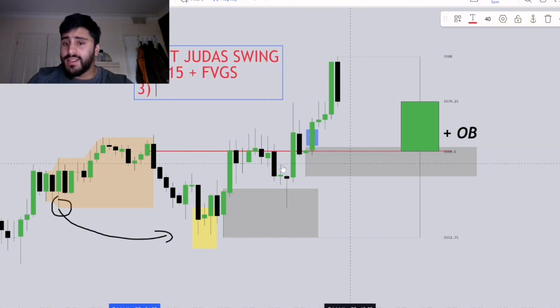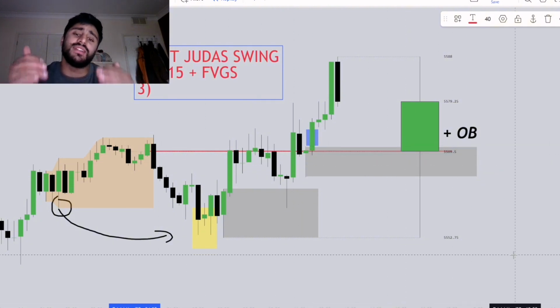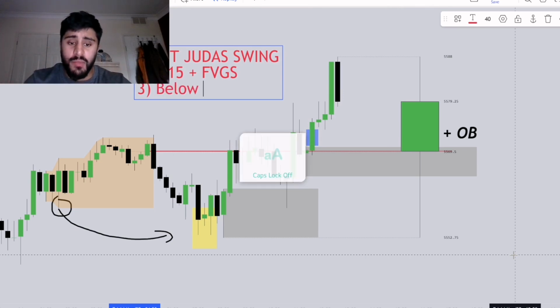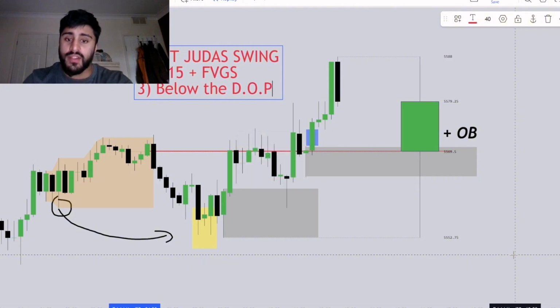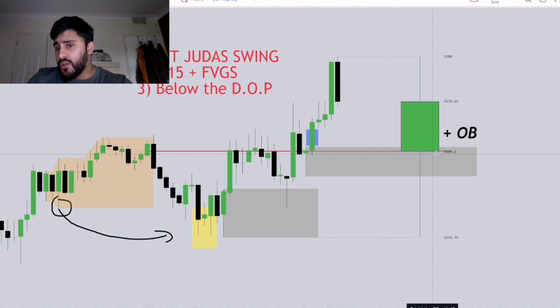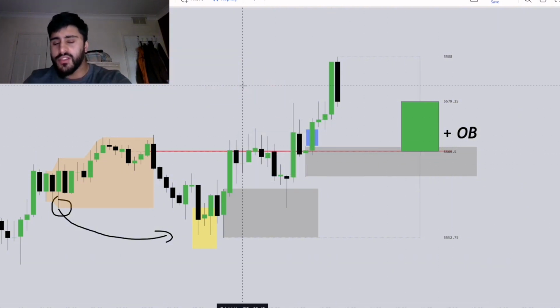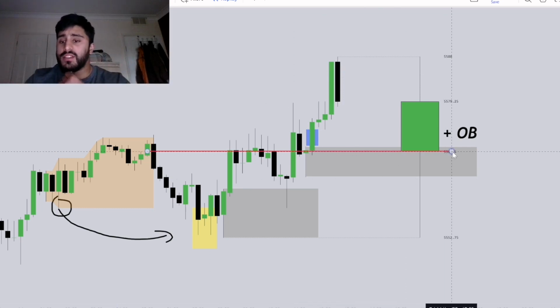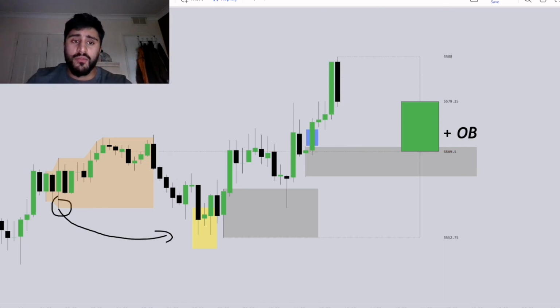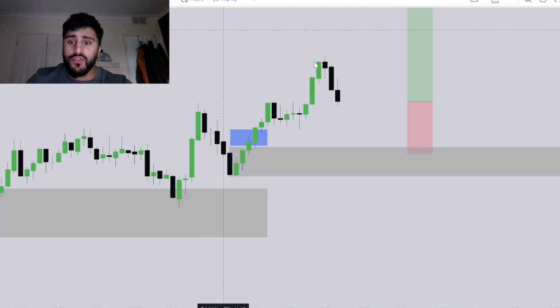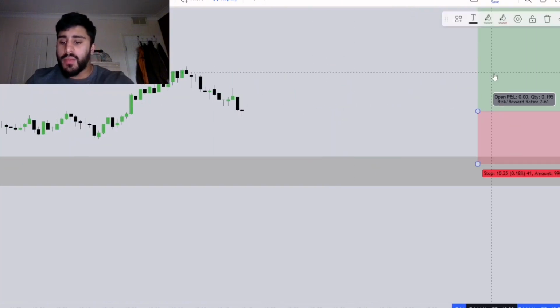So this red line is the daily opening price. We're using the daily power of 3 to give us extra confirmation. So we are slightly below the daily opening price, or we are going to be below the daily opening price, because this zone over here is just below the daily opening price. So once you have this in place, it's important to now use the lower time frames to confirm your overall entry. So let's head down now to the 1-minute time frame.